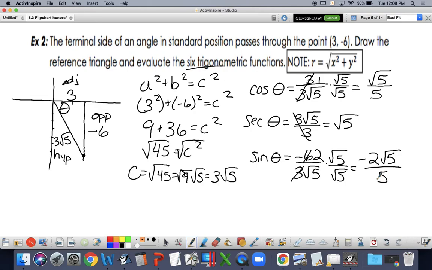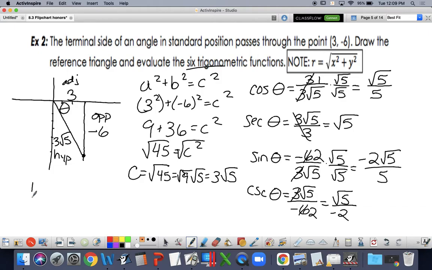Okay. All right, cosecant. Let's find sine's partner in crime, cosecant. I do 3 square root of 5 over negative 6. And I get the square root of 5 over negative 2, or negative square root of 5 over 2, however you want to do that. All right, we've done 4.